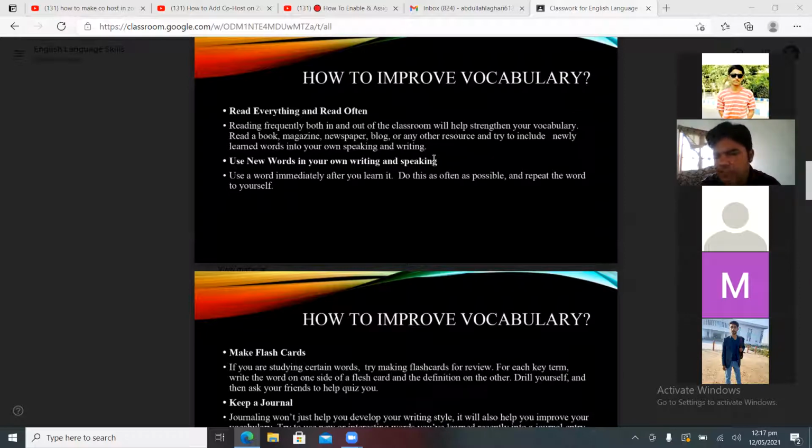For example, you're students of medical science, engineering science, arts, literature. So irrespective of any field, you must read every field you want to. Reading frequently both in and out of the classroom will help you strengthen your vocabulary. Read a book, magazine, newspaper, blog, or any other resource. And try to include the words.